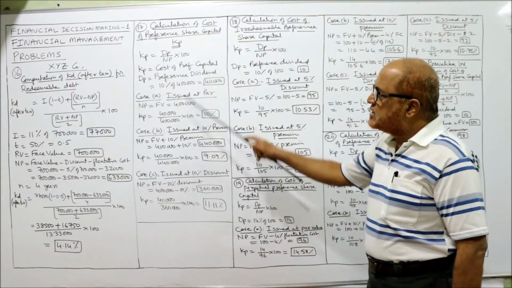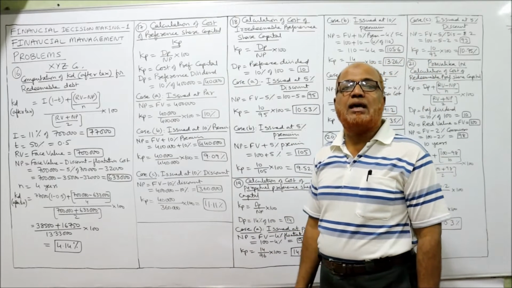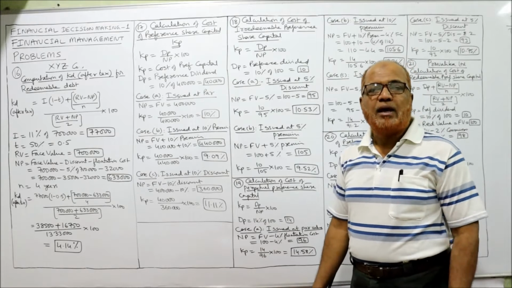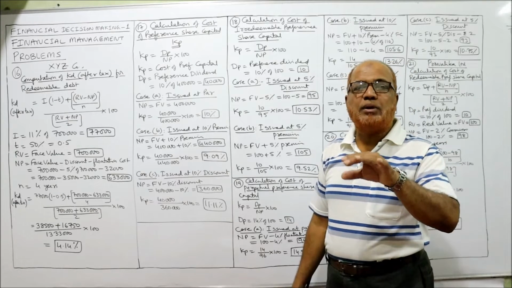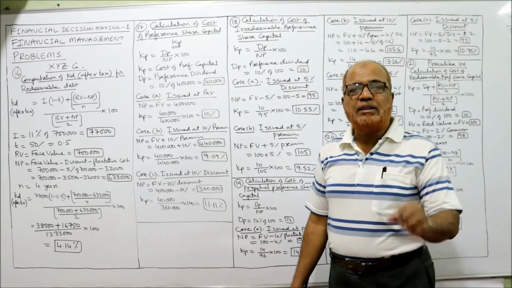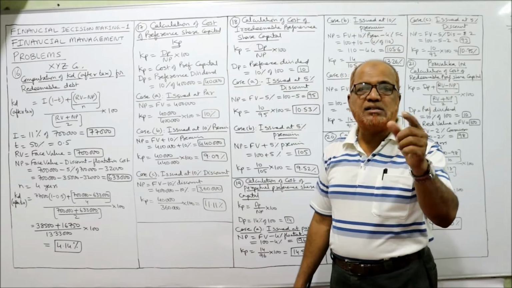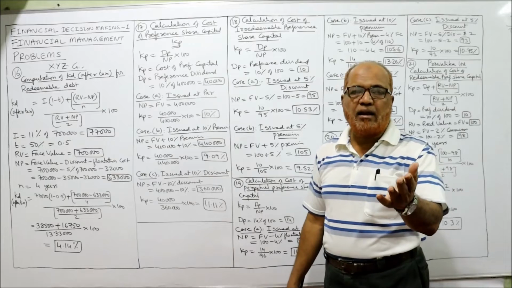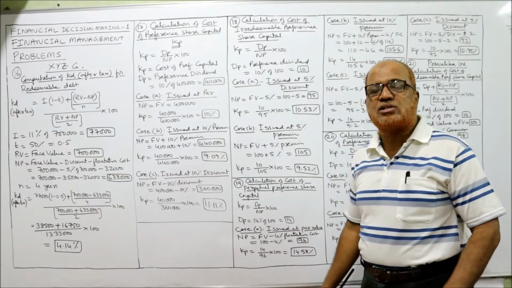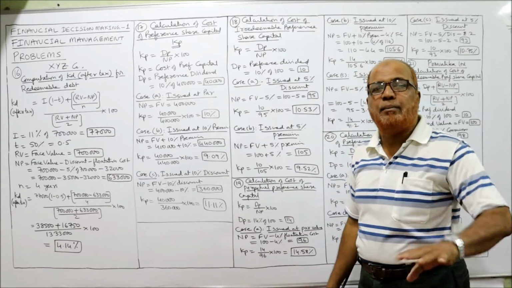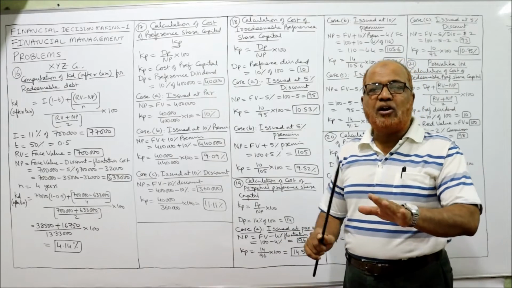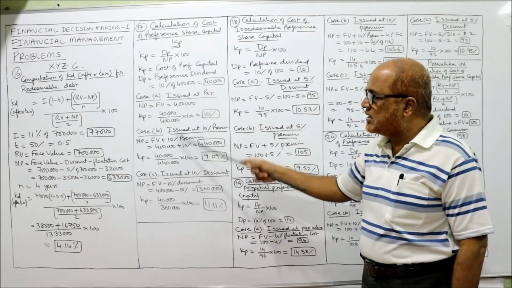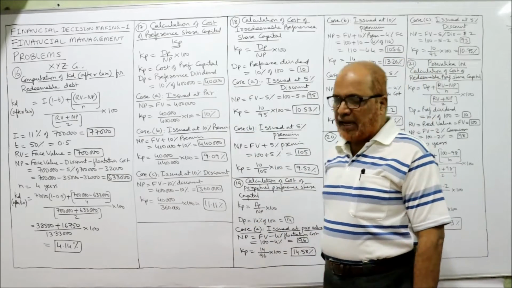That's all. This is the first problem on computing the KP, cost of preference capital, where it is irredeemable. Nothing is given, so we assume irredeemable. When the period of redemption is given, it is redeemable. Just like debentures are redeemable and irredeemable, preference shares also may be redeemable, may be irredeemable. If the period of redemption is not given, we assume irredeemable. This is irredeemable. Next, 18th problem.